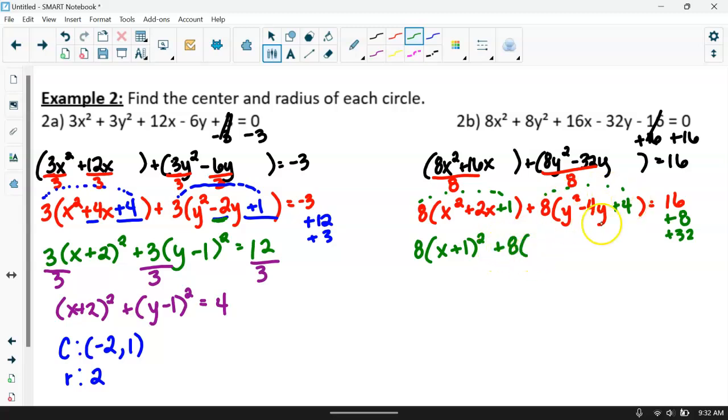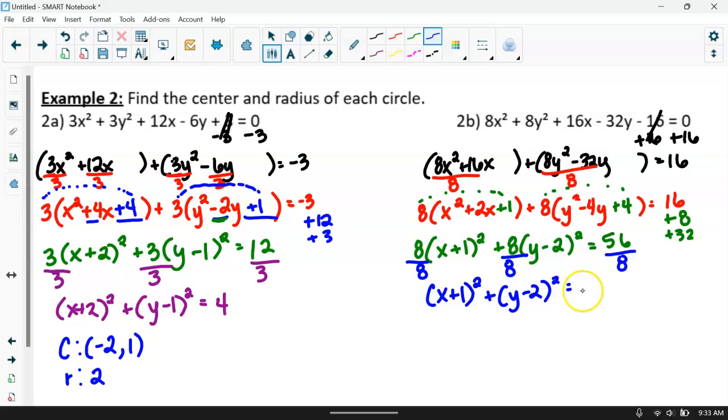So then here, how are we going to complete our square here for y? y minus 2 squared is now equal to 56. But then remember, right, because of our value of 8, we're going to now divide everything by 8. So now this is x plus 1 squared plus y minus 2 squared is equal to 7. So now our center here is negative 1, 2, and our radius is radical 7.